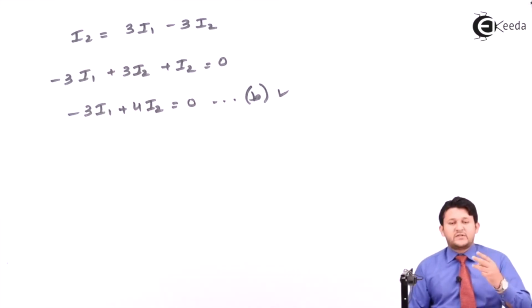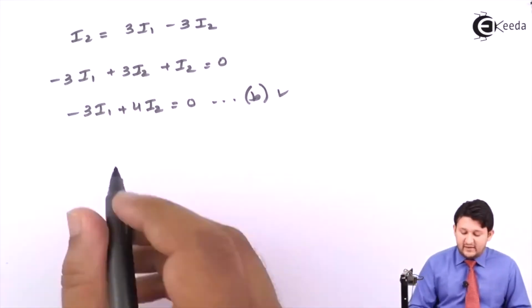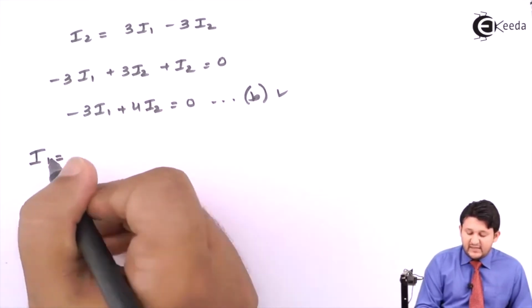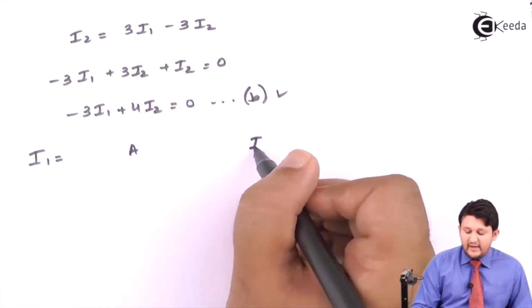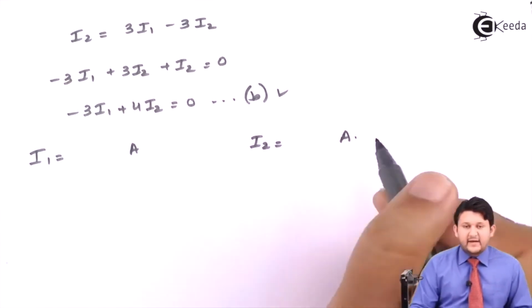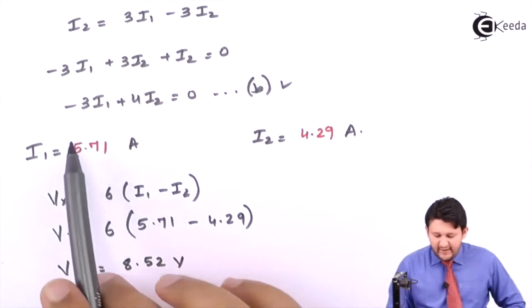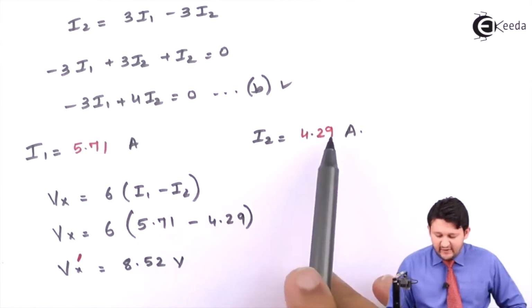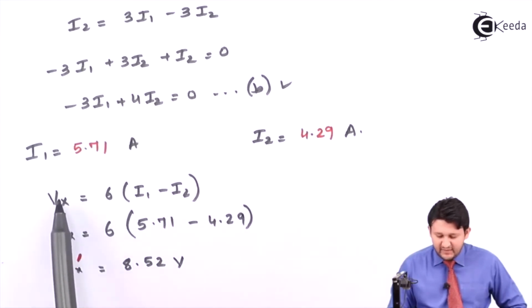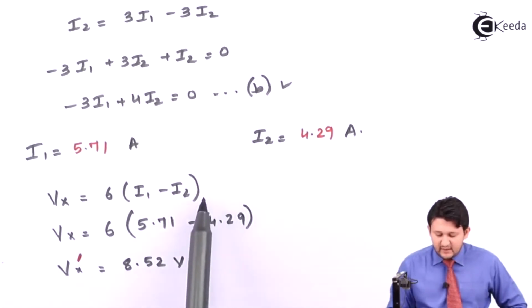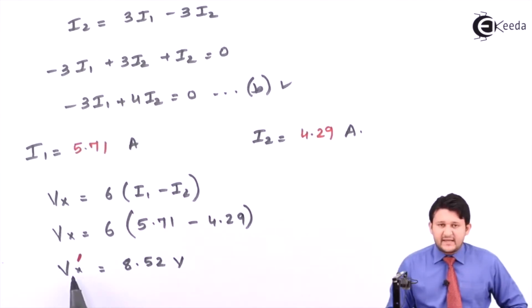You got two equations and two unknowns. Simplify using a scientific calculator, and you'll get the values of I1 and I2. After calculating I1 and I2, ultimately we need to find Vx. The Vx equation is given by this. Let's put the values of I1 and I2 over here, and we'll get the value for Vx. Since this is case 1, you just need to denote it by Vx dash.